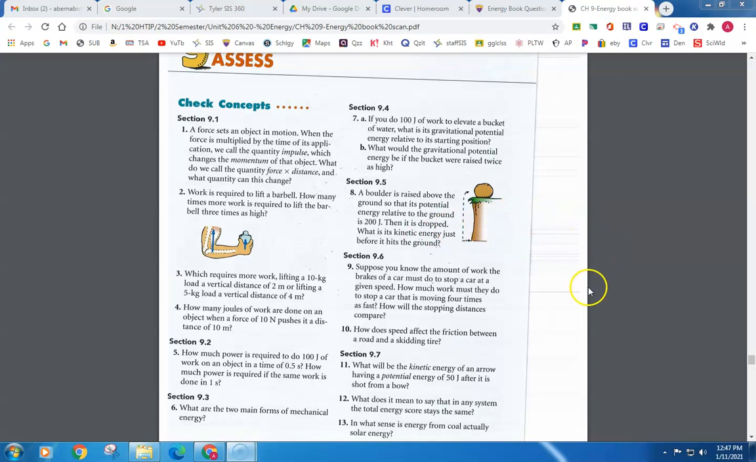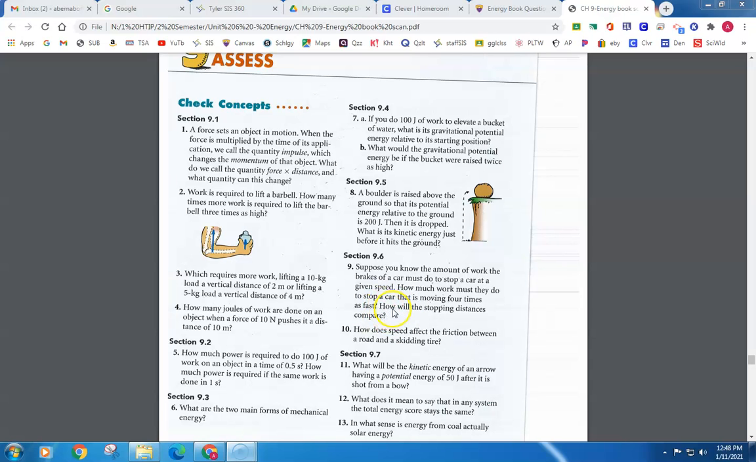Number 9, suppose you know the amount of work the brakes of a car must do to stop at a given speed. How much work must they do to stop a car that is moving 4 times as fast? Okay, we're going to get into this one. If you got this one, good. If not, don't stress out too much. It's actually 16 times the work. Okay, and that's because kinetic energy has the velocity squared.